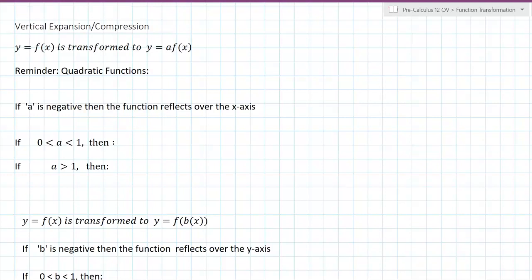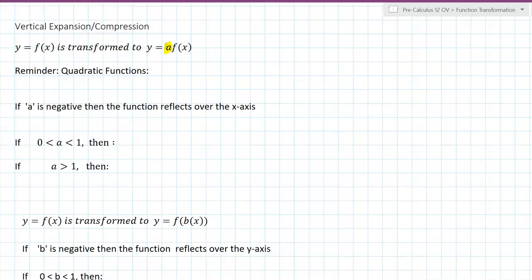Right, now we're going to continue with the vertical expansion and compression part of the transformation of the function. So if we have y equal to f of x, then if it's transformed by a f of x, there will be certain characteristics that we need to figure out. This part is important because this a is showing up as a coefficient, basically a leading constant in front of the function.